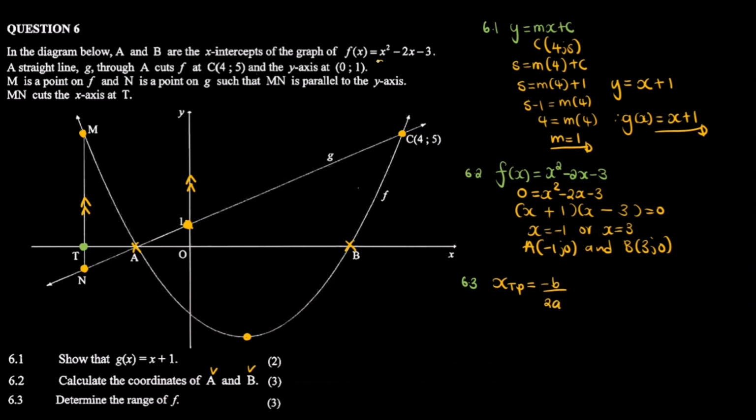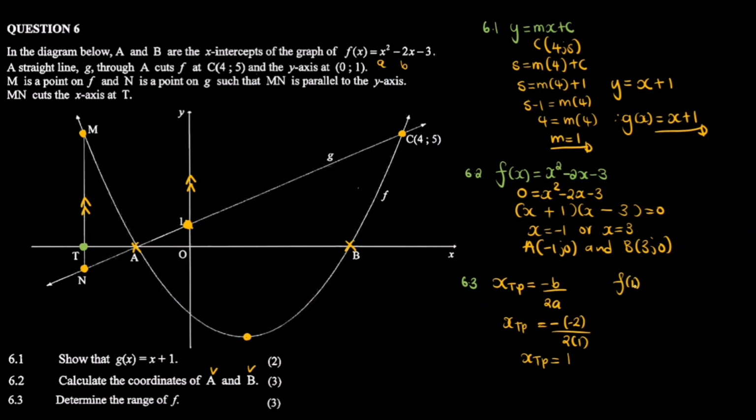We know that the value of a is this one, the value of b is this one, right? So this is going to give us negative times negative 2 over 2. The value of a is 1. So this is the x coordinate of the turning point. So the x coordinate of the turning point in this case is positive 1.